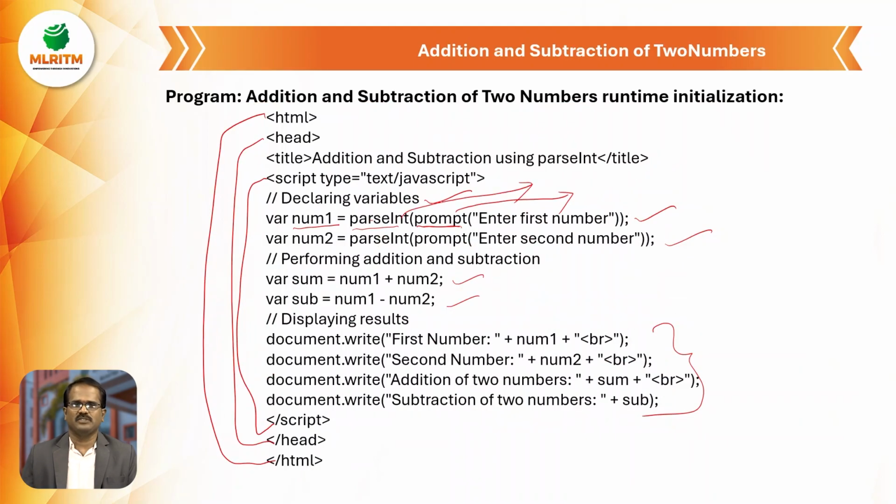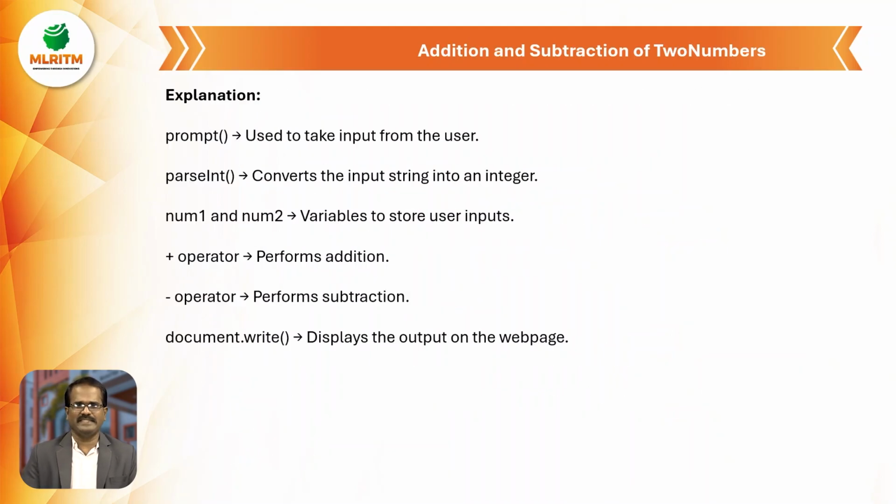These are the two examples of JavaScript programs. Next, coming to the explanation we are able to see here. Prompt is used to take input from the user. parseInt converts the input string into an integer. Num1 and num2 are the variables to store the user input. Plus performs addition. Minus performs subtraction.